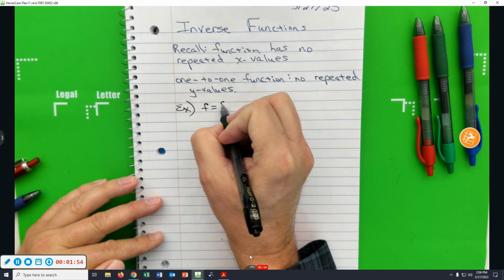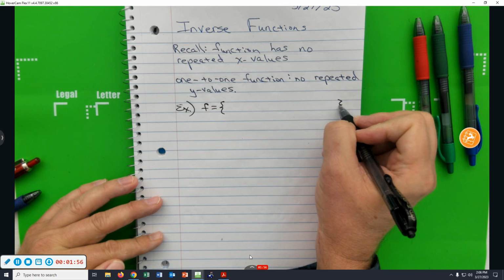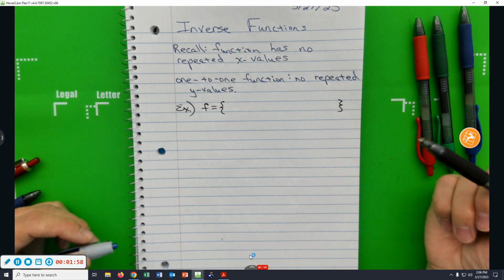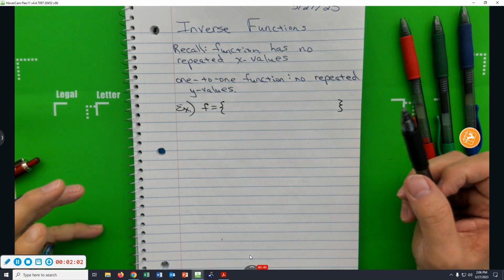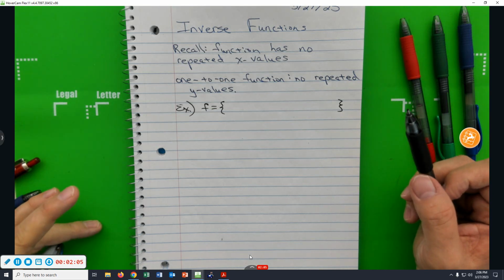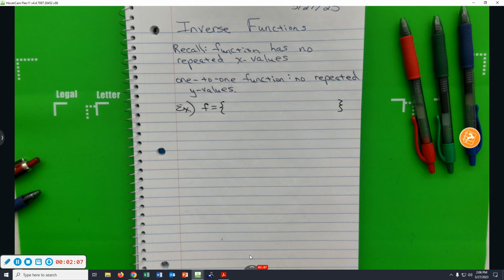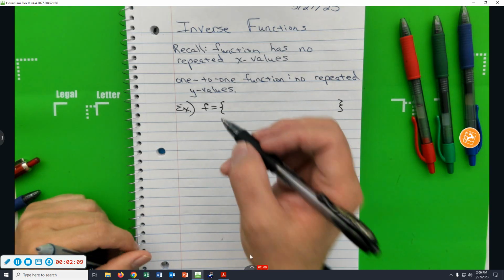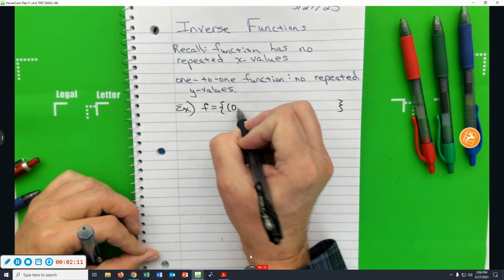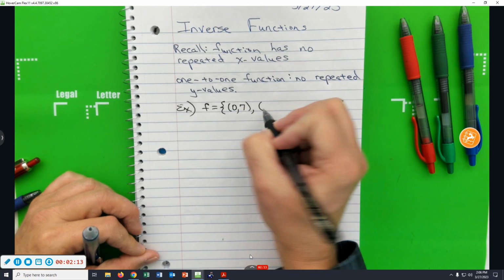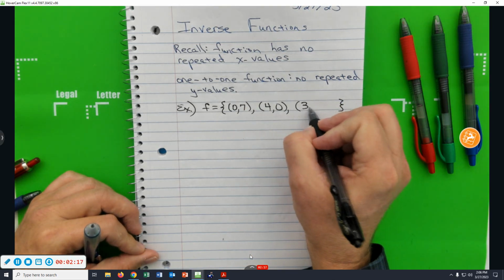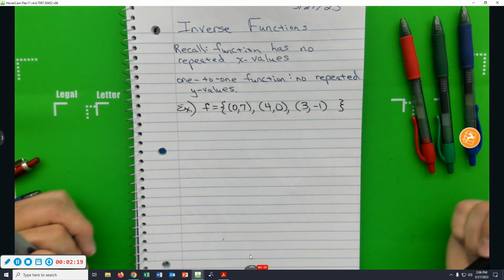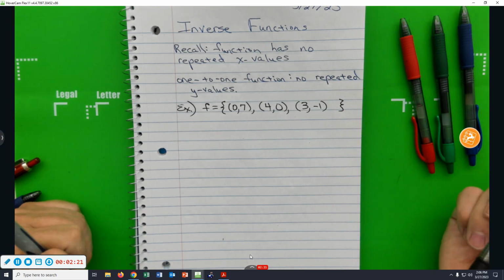F equals, I'm just going to write it out with ordered pairs. Remember we had 3 different ways of expressing functions: ordered pairs, algebraic expressions, and graphs. I'm going to start off the first one just by looking at ordered pairs. Let's say (0, 7), (4, 0), and (3, -1). That's an example of a one-to-one function.